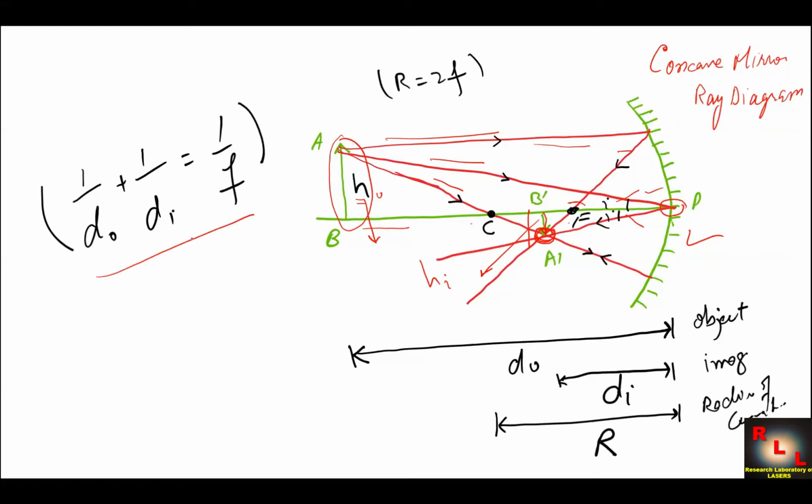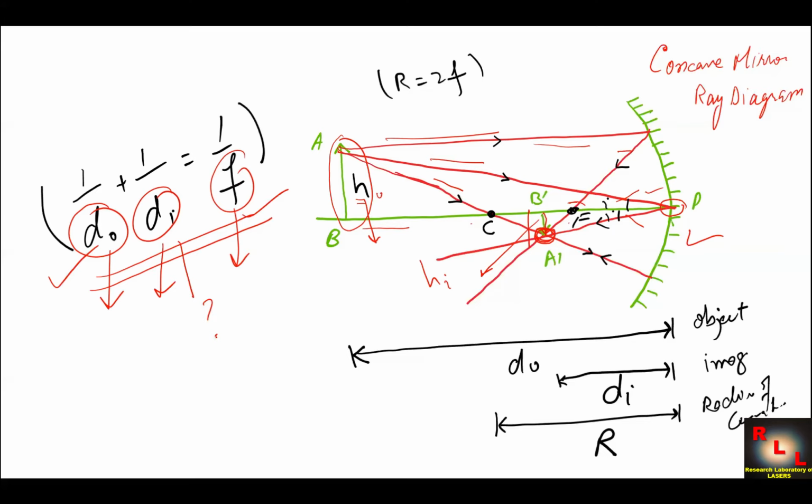The basic equation we use is called the mirror equation. D naught is the distance of the object, Di is the distance of the image, and F is the focal length. So if we know these values, we can find out this one very easily. From the object to the mirror is D naught, and from the image to the mirror is Di, and R is the radius of curvature, which is always equal to 2F.